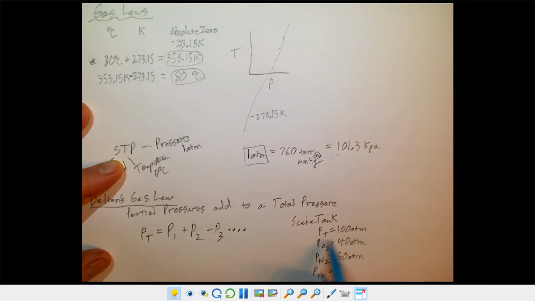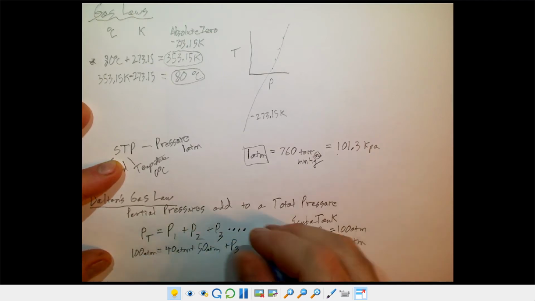So let's fill it in. The total pressure is 100 ATMs. The pressure of one of the gases is 40 ATMs. We'll say that's our first gas. Let's say our second gas is the nitrogen at 50 ATM. And then the third gas we don't know, that's the helium. So instead of maybe using a P3, let's use HE.